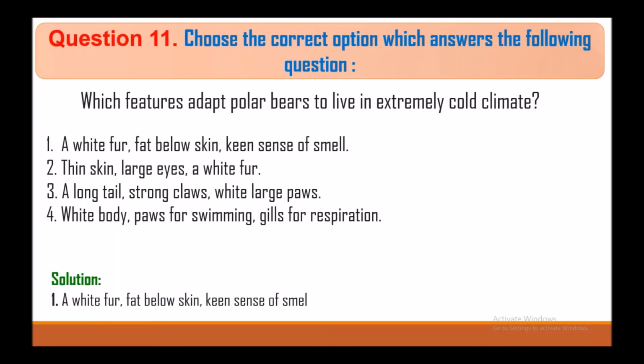Which features adapt polar bears to live in an extremely cold climate? So the options are: a white fur, fat below skin, keen sense of smell, thin skin, large eyes; b white fur, long tail, strong claws, white large paws, white body, paws for moving, gills for respiration. So the answer is a: white fur, fat below skin, keen sense of smell.